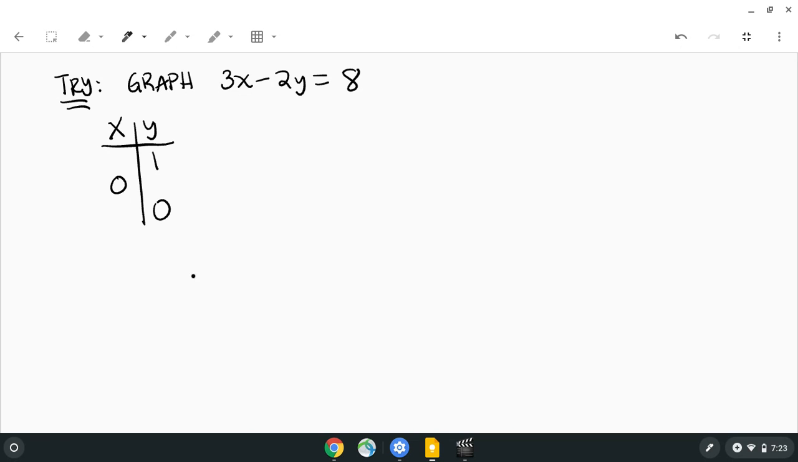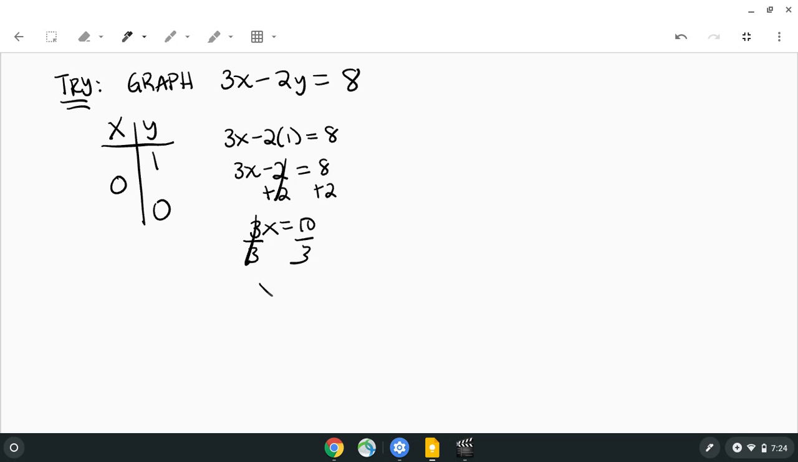Okay. So starting with the first one, y is 1. So I'm going to plug that into here, and I'm going to solve for x. So 3x minus 2 times 1 equals 8. So 3x minus 2 equals 8. Okay, now I'm going to solve for x. So I'm going to add 2. 3x equals 10. Divide both sides by 3.